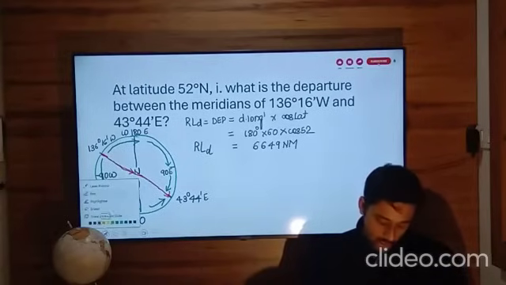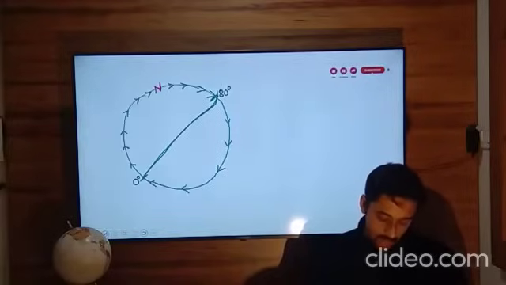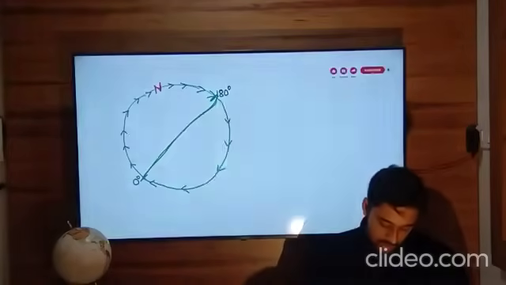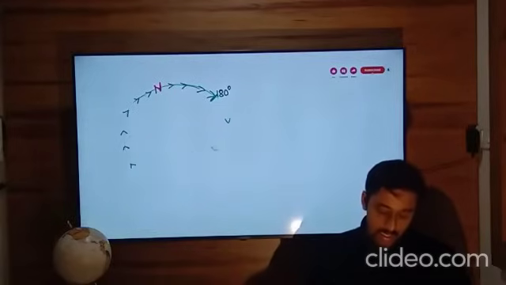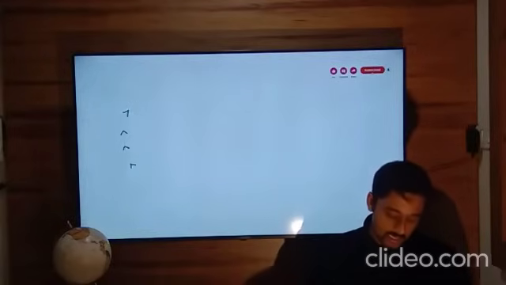So now, we have been told to find the shortest distance between these 2 points. In other words, we have to find the great circle distance. So what is the great circle formula?